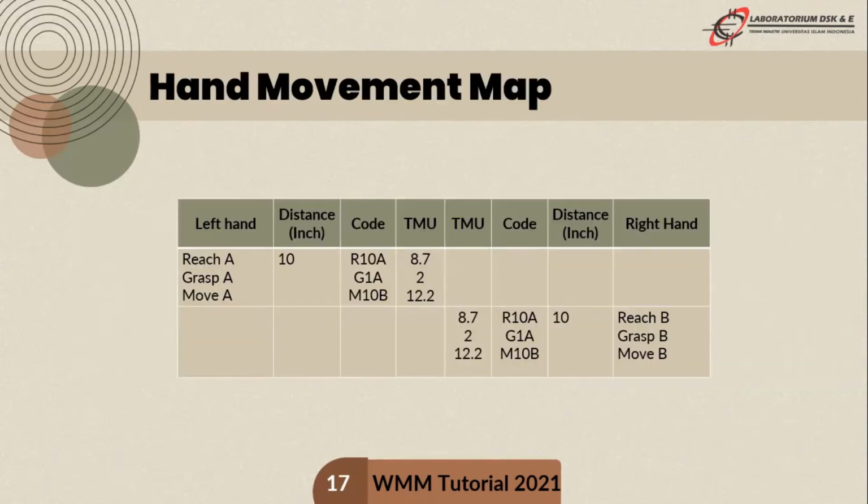Finally, we arrive at the hand movement map. Basically, on the hand movement map, you have to put all the data based on the operator's activity into this table. There are distance, code, and also TMU values. And then you can calculate the total TMU for the right hand and the left hand.